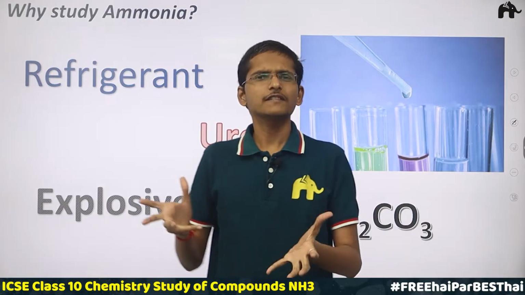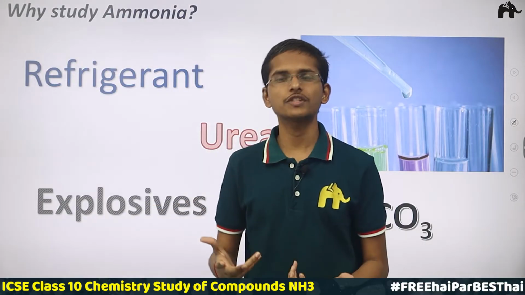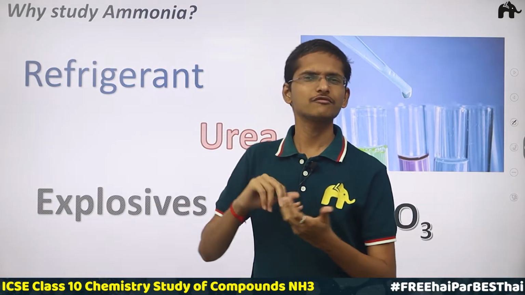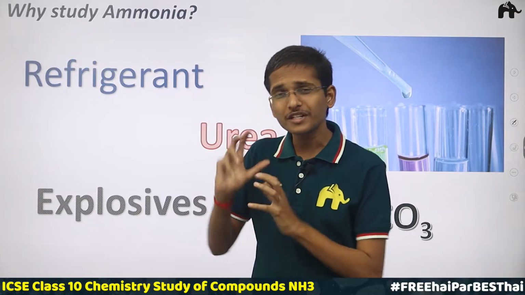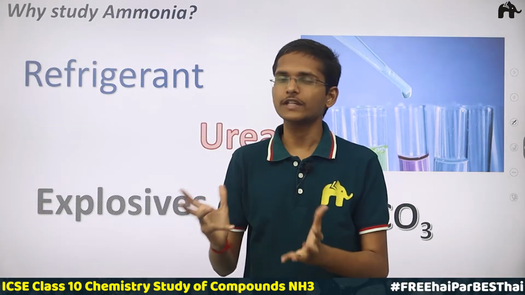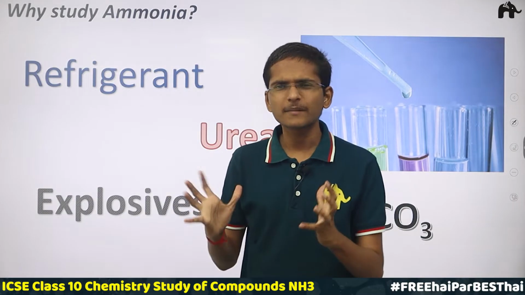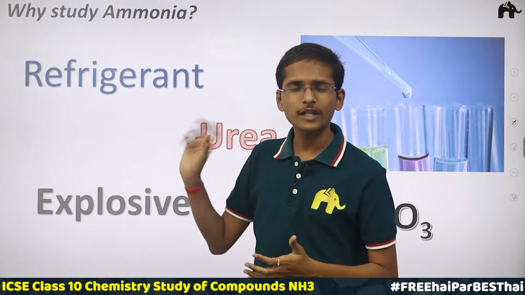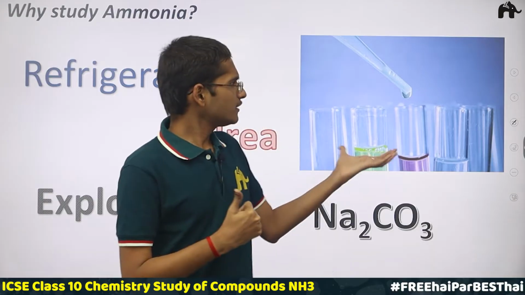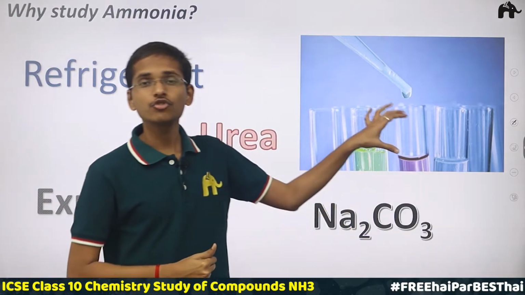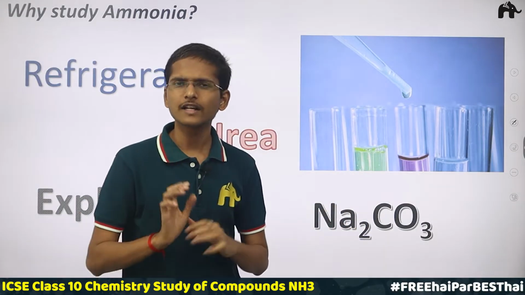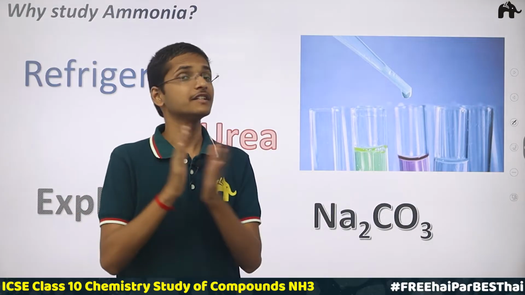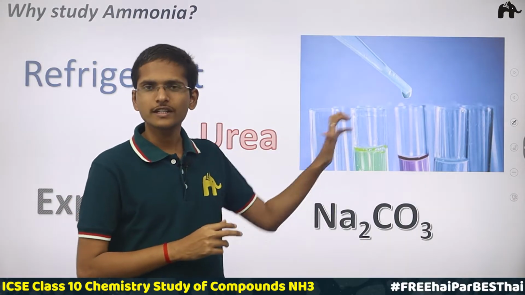So as usual, starting with the first and very important question before studying the chapter: why we should study this compound, ammonia. There are so many interesting examples, as I have stated on this slide. It is used as a refrigerant. Its aqueous solution is used for detecting metal ions, in analytical chemistry, as I have explained in detail. So that application is also there in the lab.